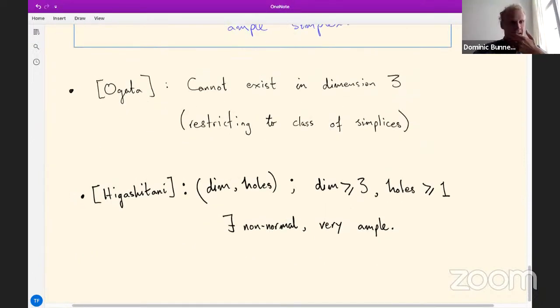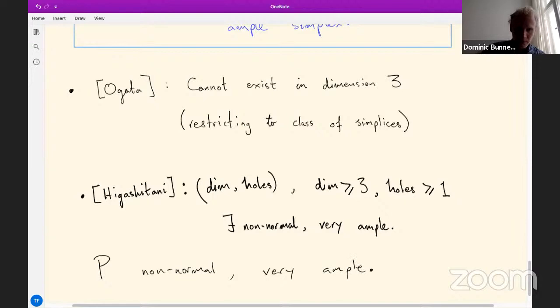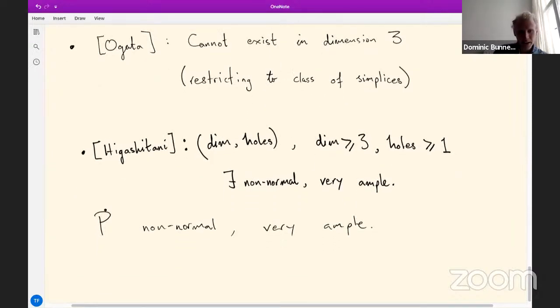And one other result in this way, moving away from simplices and back to general polytopes, is that if we take a polytope P, and we suppose that P is non-normal but it is very ample, then we can define what are called holes of P.